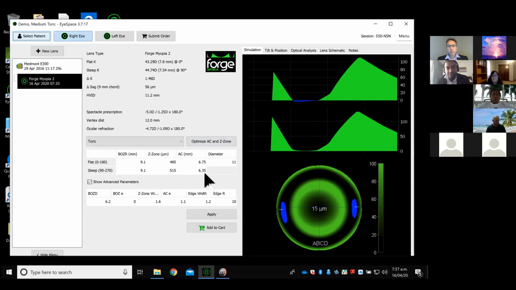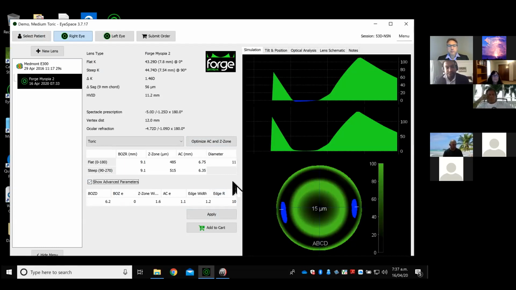So when you make any changes, especially on the advanced parameters, it is changing the relationship between the lens and the cornea. And so it would mean that the central tear film thickness, for instance, would not be optimal. So you have an option where you can manually go in and moderate or change the Z-zone and the alignment curve values, or you can ask the software just to automatically redesign the lens to allow an optimal relationship between the cornea and the lens.